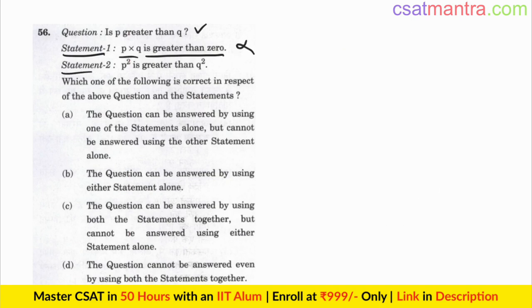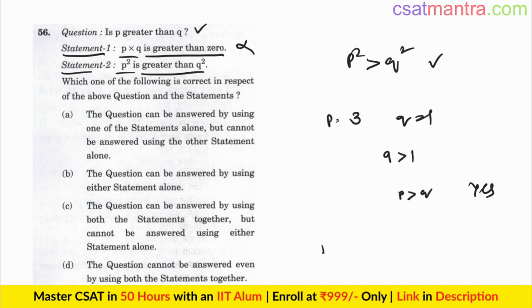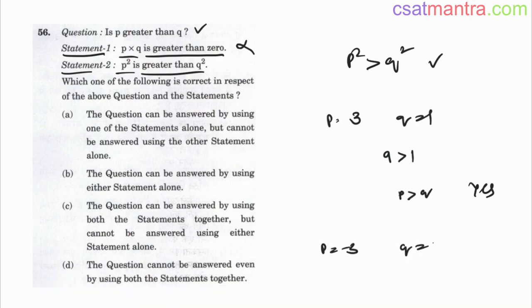Now statement 2, P square greater than Q square. Say you have P as 3, Q as 1. 3 square, that is 9, is greater than 1, satisfies. In this case, P is greater than Q. Yes. If you have P as minus 3, Q as 1, P square is 9, Q square is 1. So P square is greater than Q square, but P is less than Q here. Minus 3 is less than 1. So is P greater than Q? No. So you cannot answer this question using this statement also.